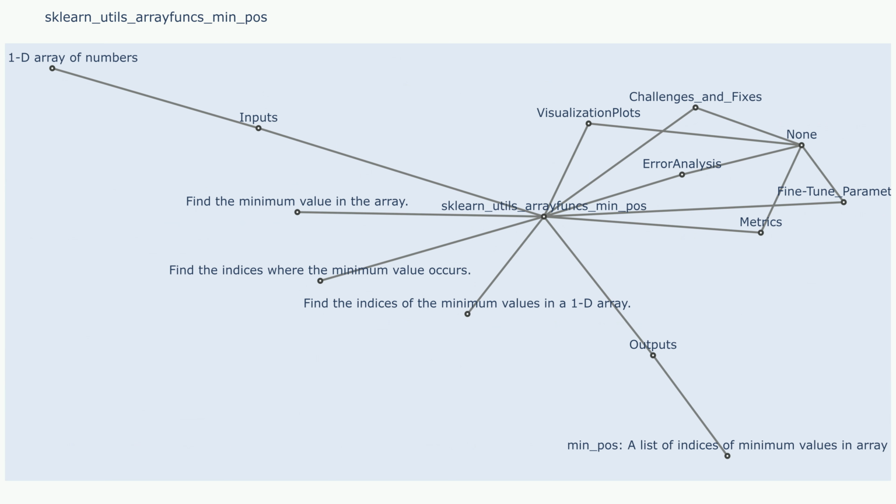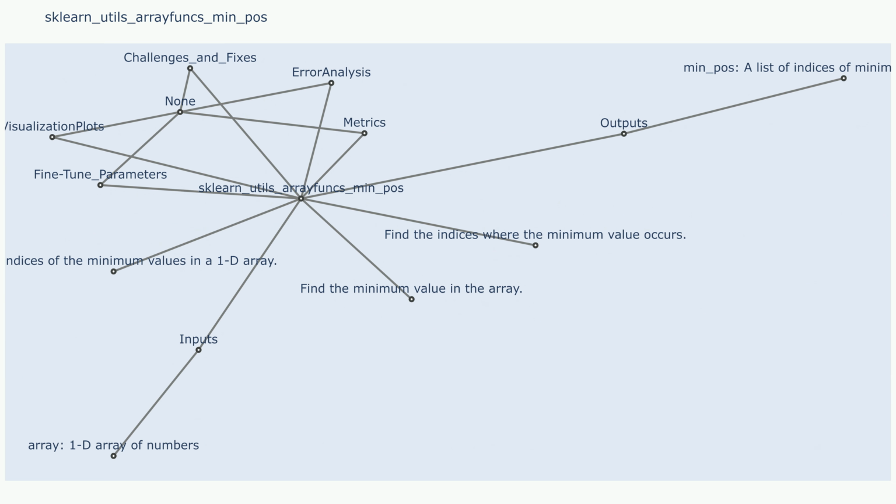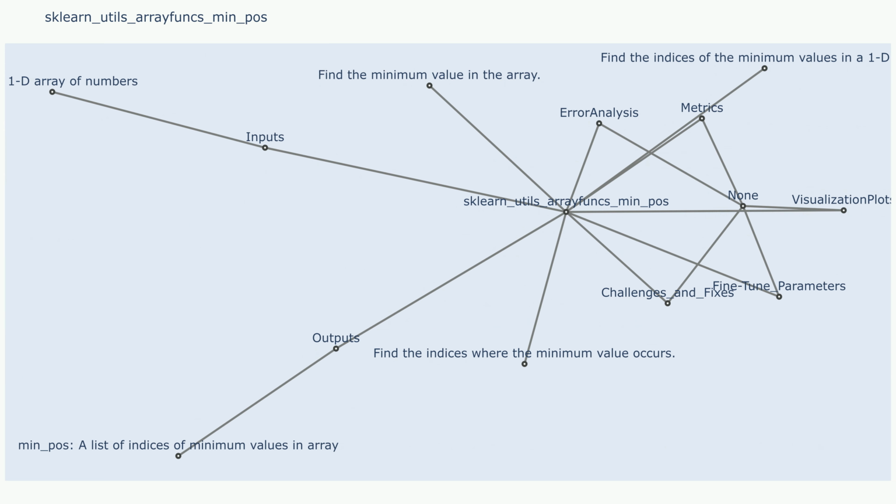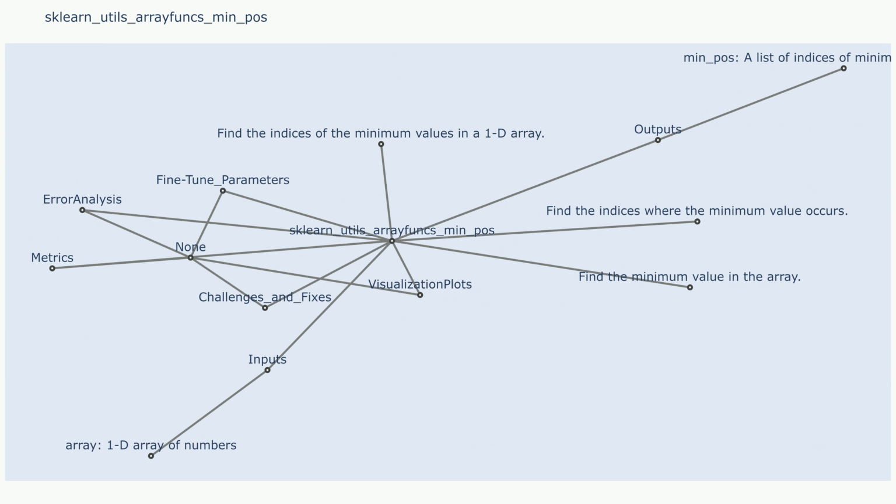Keep dims: if true, the output will have the same number of dimensions as the input, with the reduced axis retained as a singleton dimension. Defaults to false. Outputs: minpos: a NumPy array containing the indices of the minimum values along the specified axis. Minval: a NumPy array containing the minimum values along the specified axis.